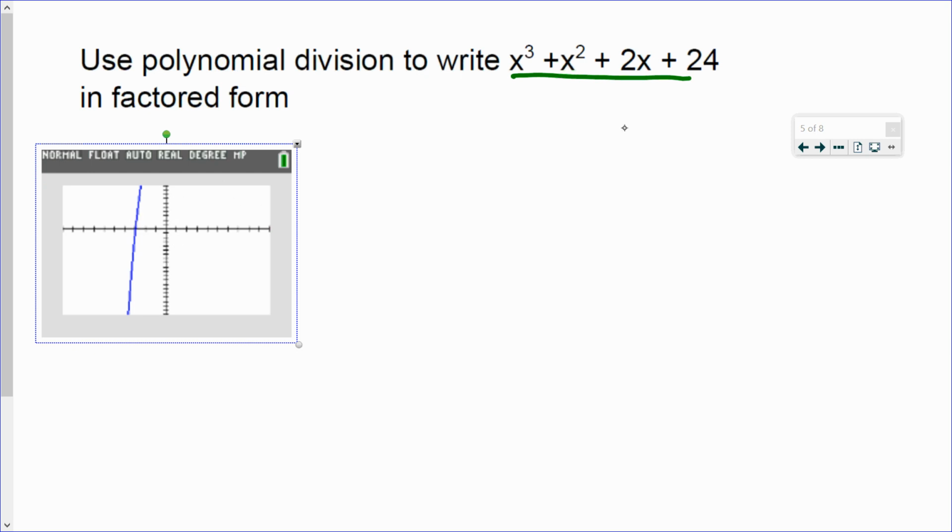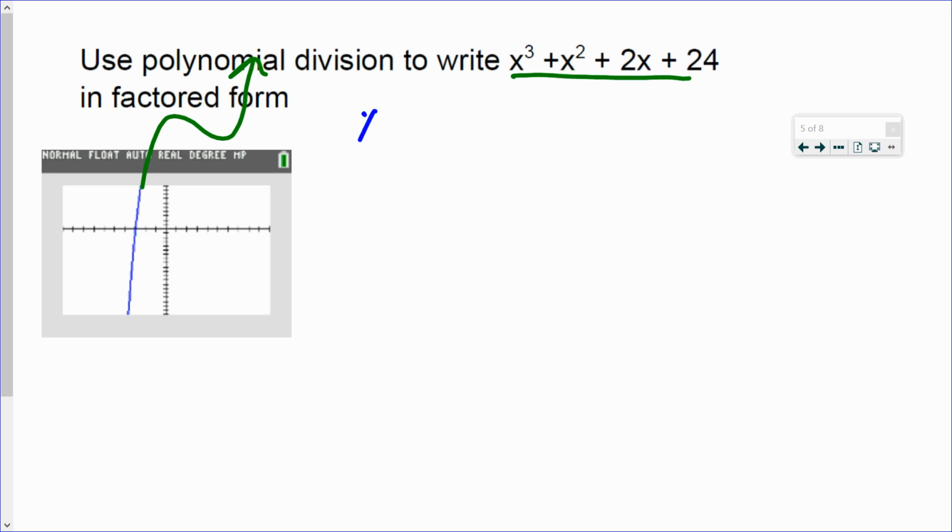I know there's a bunch of stuff going on here because it's a cubic, that this goes up here, and it gives me an indication that there's no more real roots. This is the only one. But we can talk about that after the division. So it looks like it goes through negative 3.